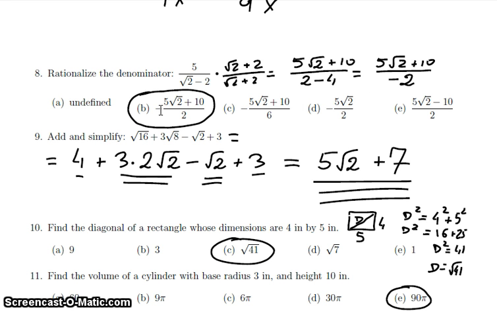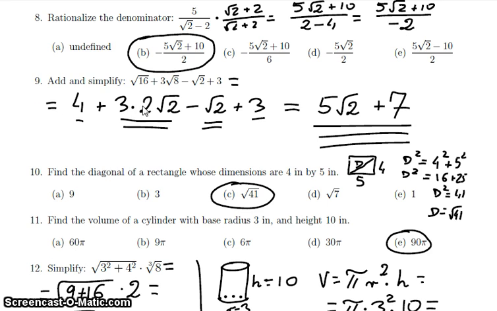If you were to distribute the negative in the numerator, it's going to be negative 5 root 2 minus 10, which is not the same as in part E. In part E, you have positive 5 root 2 minus 10. So this would be negative 5 root 2 minus 10. Problem 9, add and simplify.